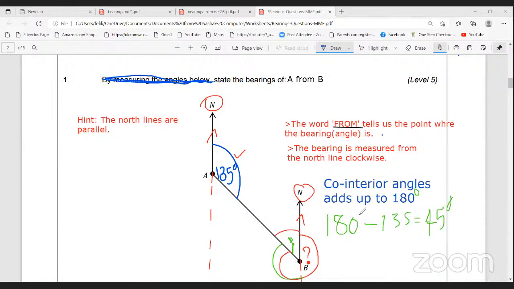When I get my 45 degrees, I don't sit with it. I put it in my diagram because it helps me to see other things. So I put in my 45 degrees now. Now I'm interested in finding the bearing B. Let's work out the bearing B.